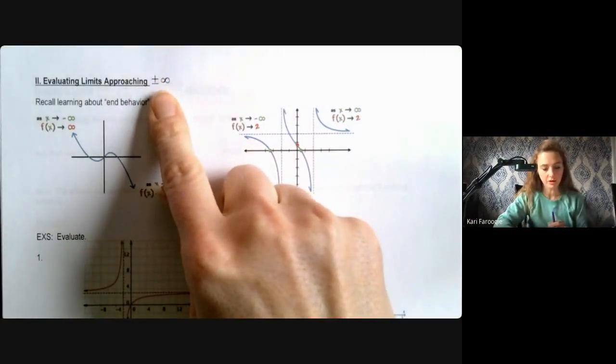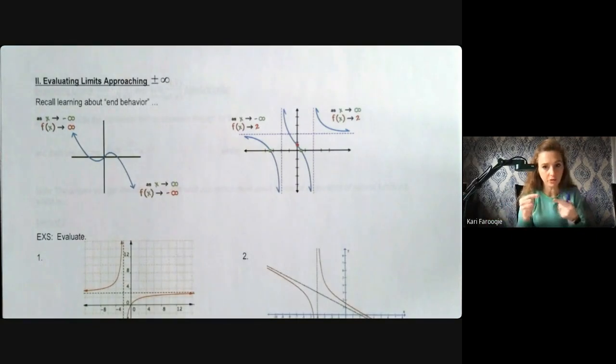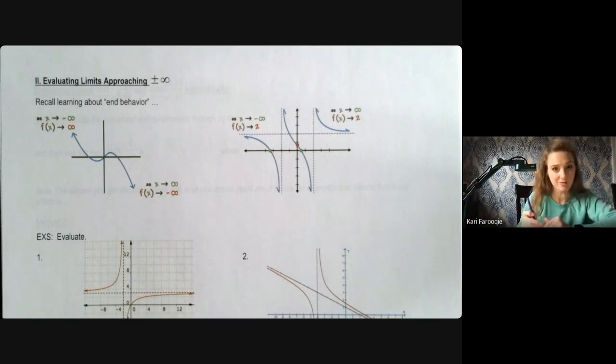So instead of approaching a finite value, we're going to be looking at what happens if I send x off to this infinitely large value or send it off in the other direction towards negative infinity. To start, you learned in college algebra, or whatever your algebra class was, about end behavior. You did this when you were graphing polynomial functions, so that you had some sense of what the shape of your graph would look like.